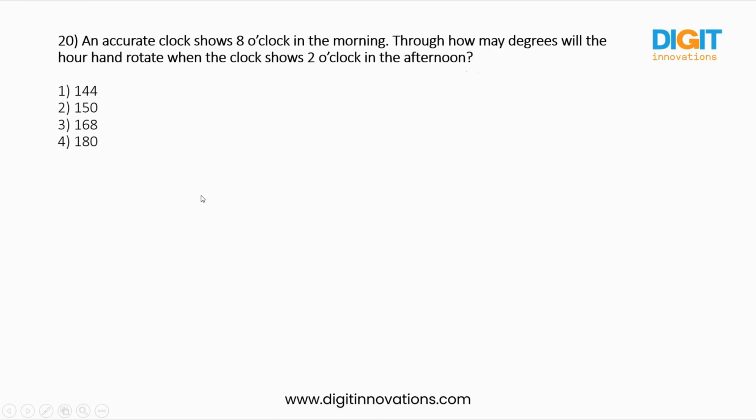Next one: an accurate clock shows 8 o'clock in the morning. Through how many degrees will the hour hand rotate when the clock shows 2 o'clock in the afternoon? So from 8 o'clock in the morning to 2 o'clock in the afternoon, how many hours are completed? 9, 10, 11, 12, 1, 2, a total of 6 hours, right?